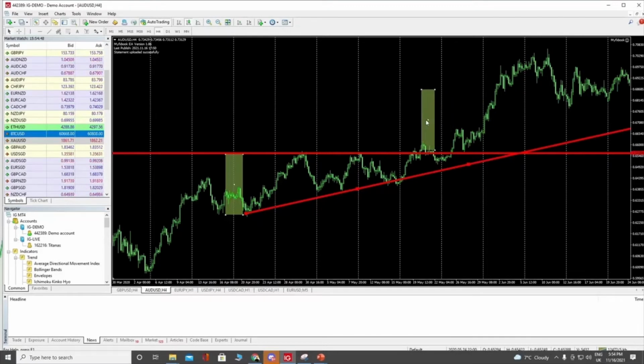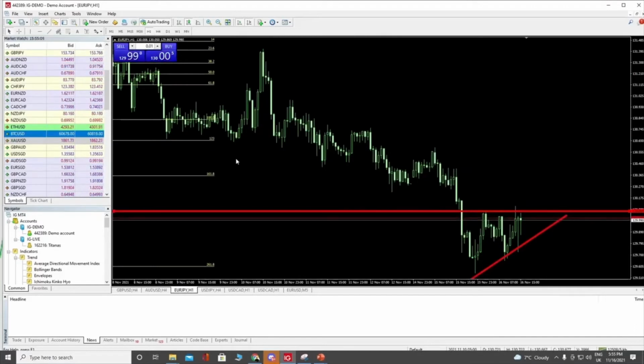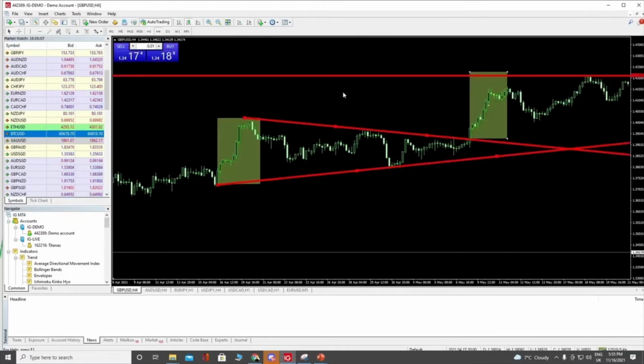Now our target should be exactly the same height as the triangle, and of course the stop loss will be at around this area. This gives us a very huge risk reward ratio, and this is very good when you are trading triangles.